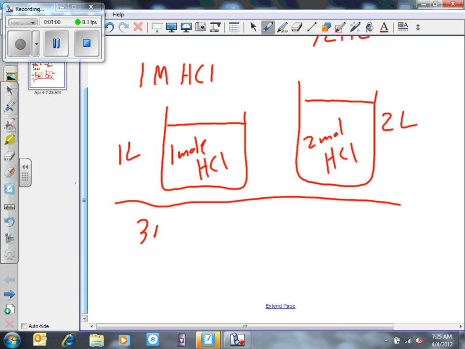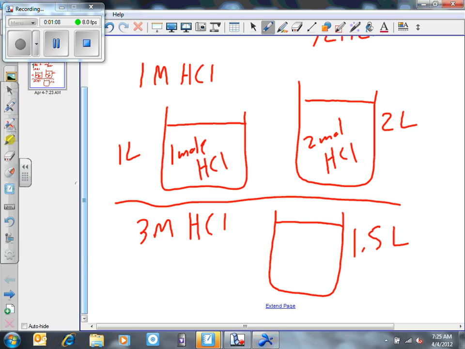If I had a 3 molar HCl solution and I had 1.5 liters of solution, that would mean I would have 4.5 moles of HCl in solution. So we'll be using this abbreviation quite a bit, and that means moles per liter.